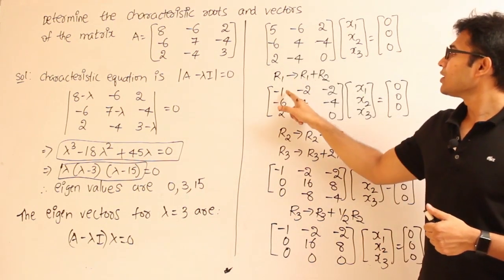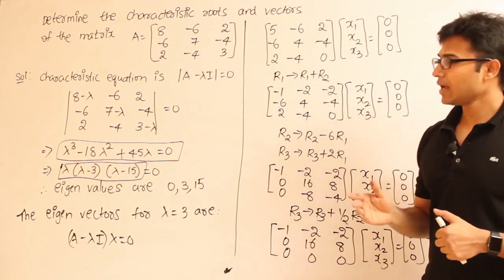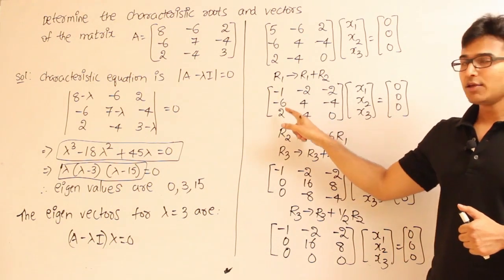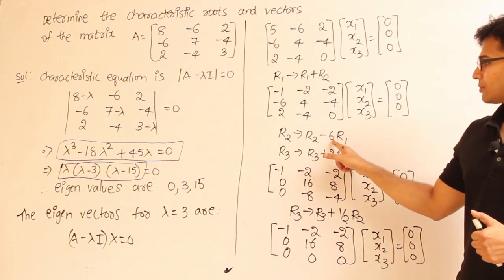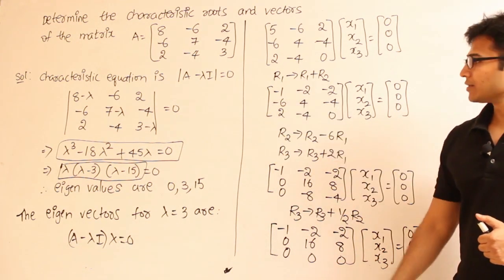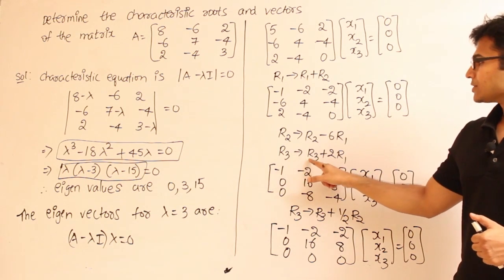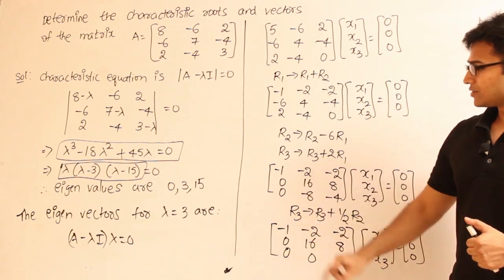Then what did I get? If I add these two, then I got minus 1, minus 2, minus 1. And after that, using this 1, you try to make these two as zeros. For that reason, row 2 is replaced with row 2 minus 6 into row 1, so that I can get 0 here. And similarly, row 3 is replaced with row 3 plus 2 into row 1, so that I get 0 here. Yes, I got zeros here.